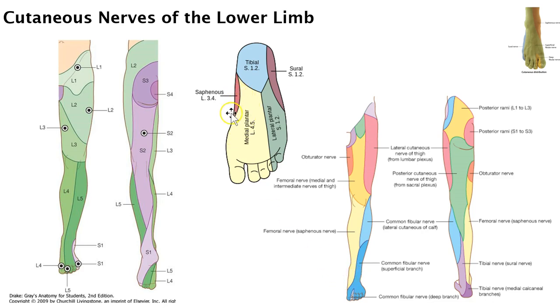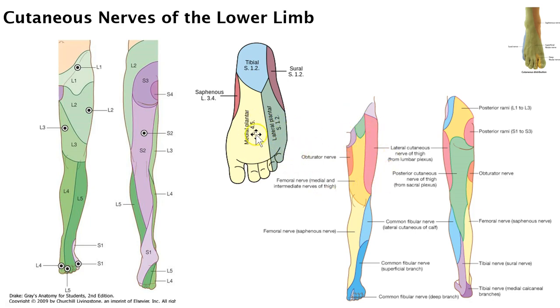We can see that continuation into the sole of the foot. Now this doesn't occur in all individuals, but in many individuals the medial arch of the foot is innervated by the saphenous nerve. And then laterally we see the sural nerve similarly extending down in the lateral leg and catching the lateral side of the foot.